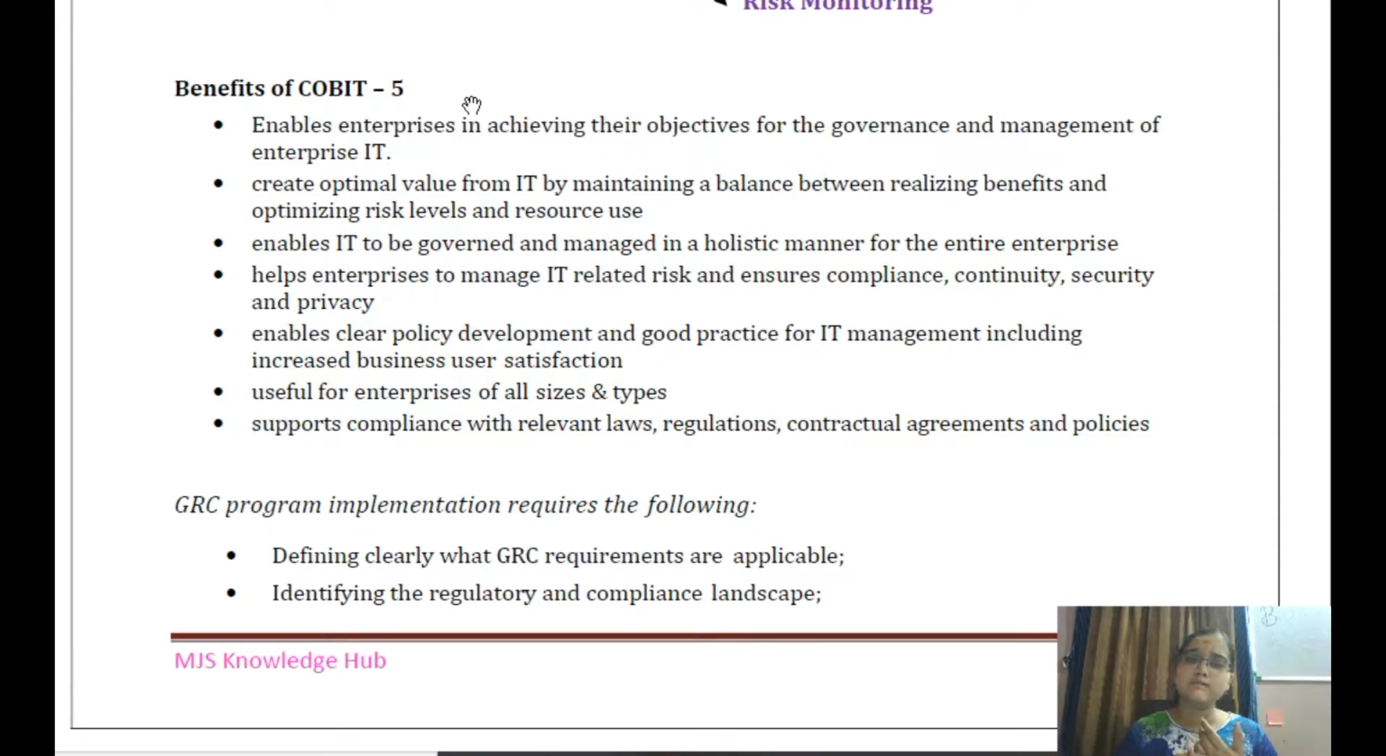First is to enable the enterprise to achieve its objectives. Then create optimum value from IT by maintaining a balance between realized benefits and optimizing risk and resource use. Then enable IT to be governed and managed in a holistic manner. Help the enterprise to manage IT related risk and ensure compliance, continuity, security, and privacy. Enable clear policy development and good practice for IT management, including increased business user satisfaction. It is useful for enterprises of all types and all sizes. It supports compliance with relevant laws, regulations, and contractual arrangements. So these are the benefits of COBIT 5.